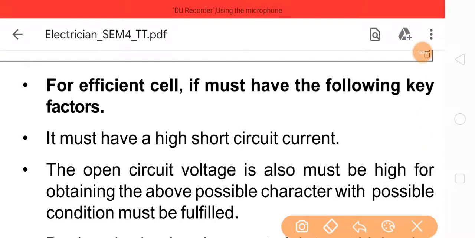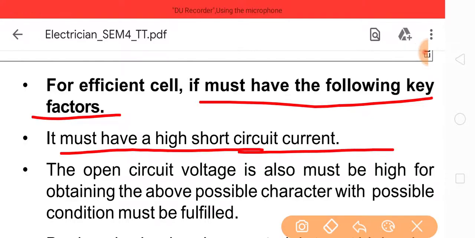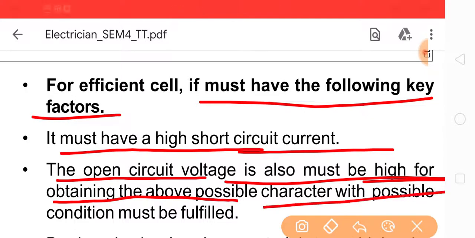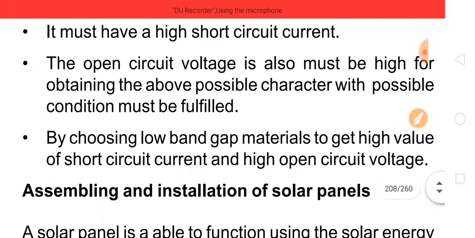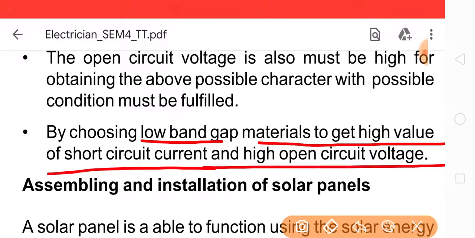For an efficient cell, it must have the following key factors. It must have a high short circuit current. The open circuit voltage must also be high. For obtaining the above possible characteristics, certain conditions must be fulfilled by choosing a low band gap material to get a high value of short circuit current and high open circuit voltage.